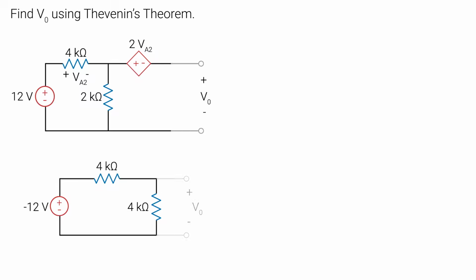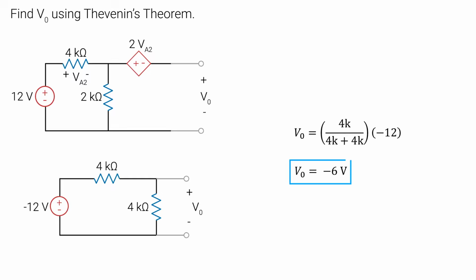Now we can use voltage division to figure out V0. Again, we get a negative value, and that means the assigned positives and negatives for our V0 is opposite to what's shown.